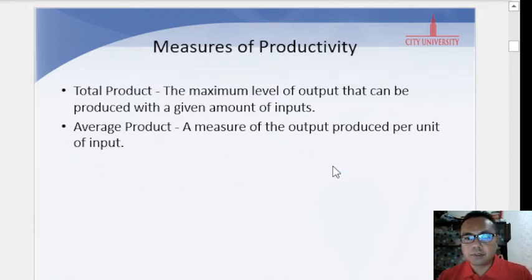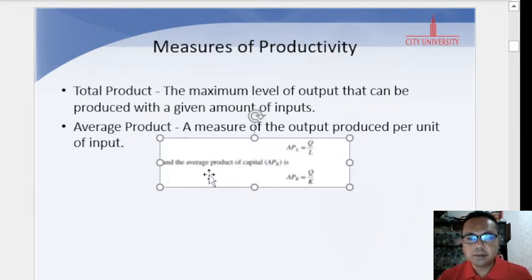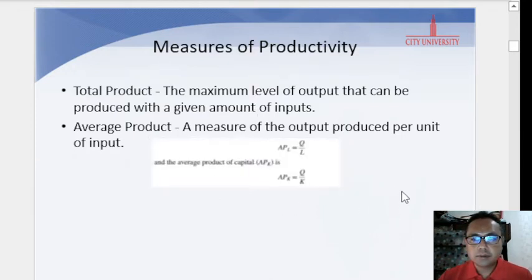Okay, we can see an example. The average product of labor, APL, can be seen as equal to Q by L, quantity by labor, and the average product of capital, APK, is equal to Q by K. Thus, average product is a measure of output produced per unit of input.